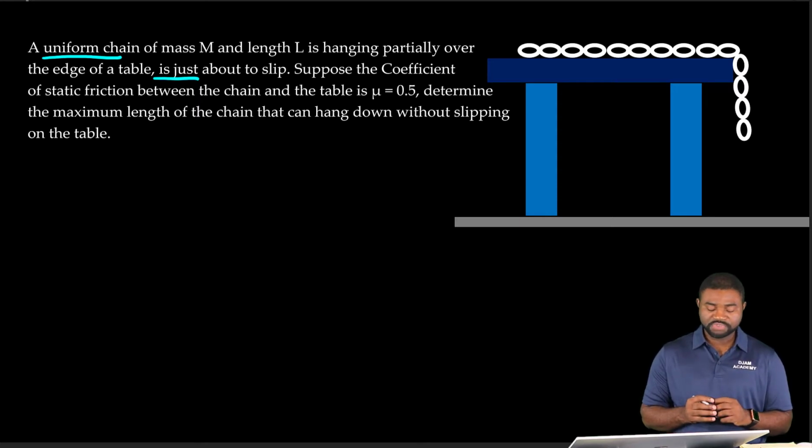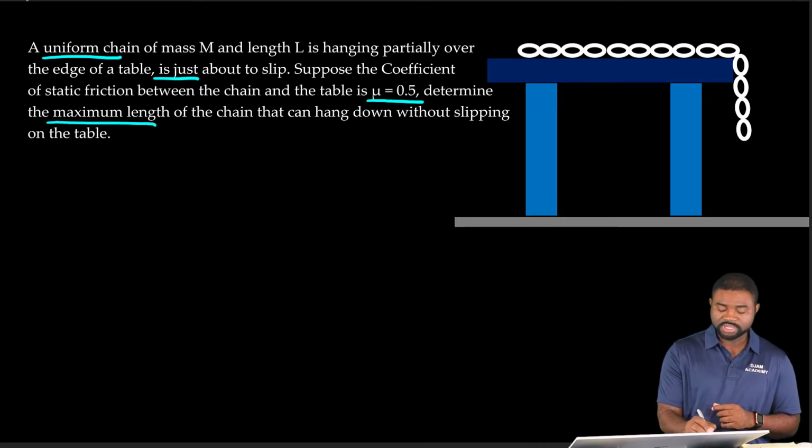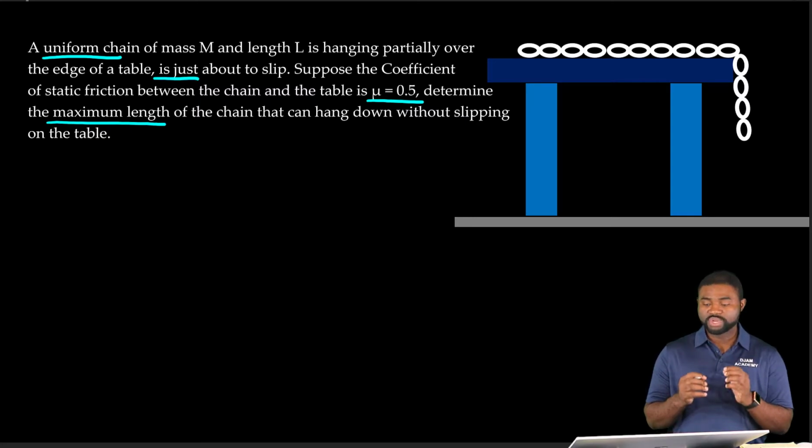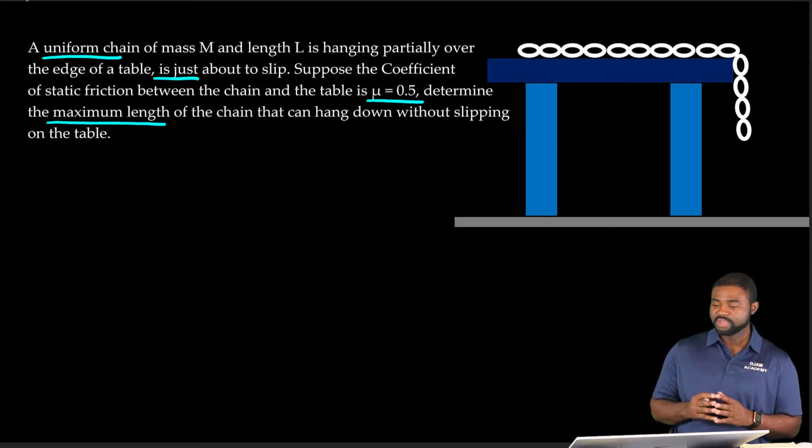Suppose that the coefficient of static friction between the chain and the table is 0.5. We have been asked to determine the maximum length of the chain that can hang down without slipping on the table. This is a very beautiful problem.